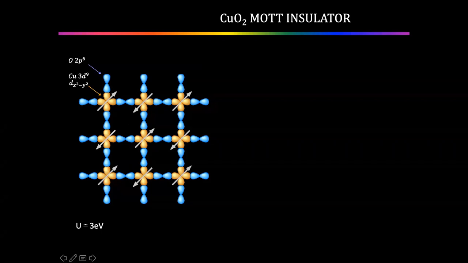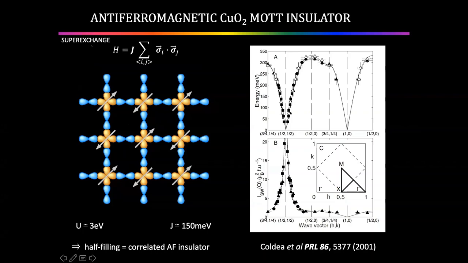Now, in that state, there's still an interaction between the electrons. It's a second order antiferromagnetic super exchange interaction. And if you solve the Heisenberg-like Hamiltonian using that spin-spin interaction, you'll find that the ground state should be a correlated antiferromagnetic insulator. And our colleague Radu Coldea showed very beautifully by neutron scattering that indeed the ground state of CuO2 is a beautiful ordered antiferromagnetic Mott insulator.